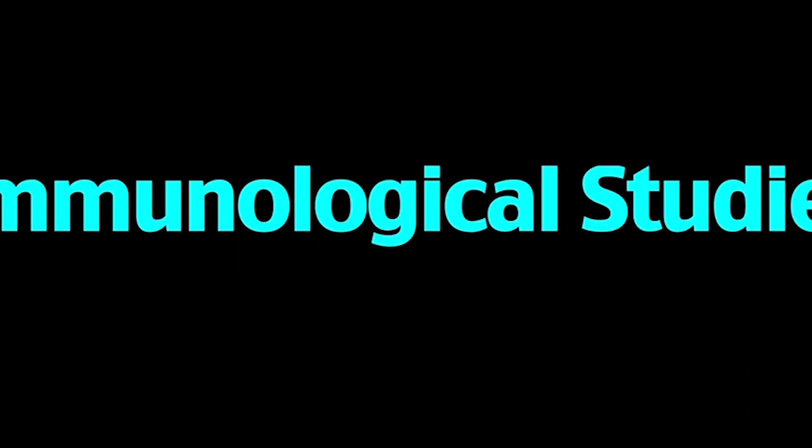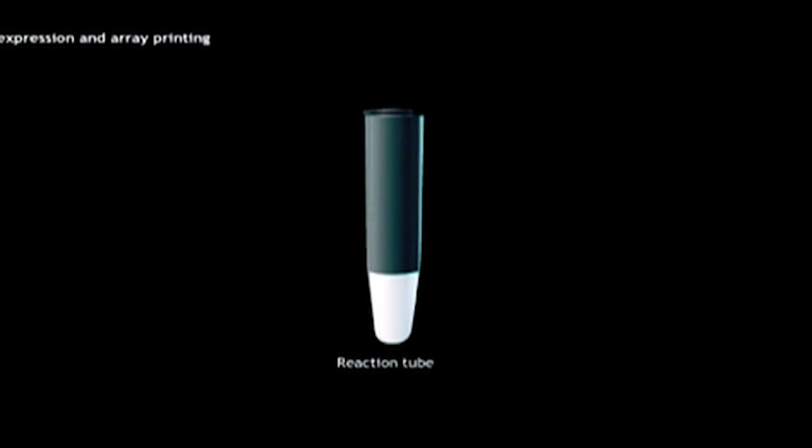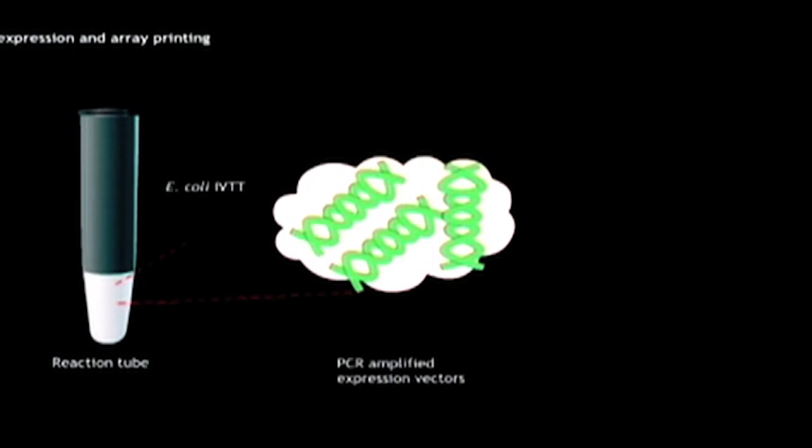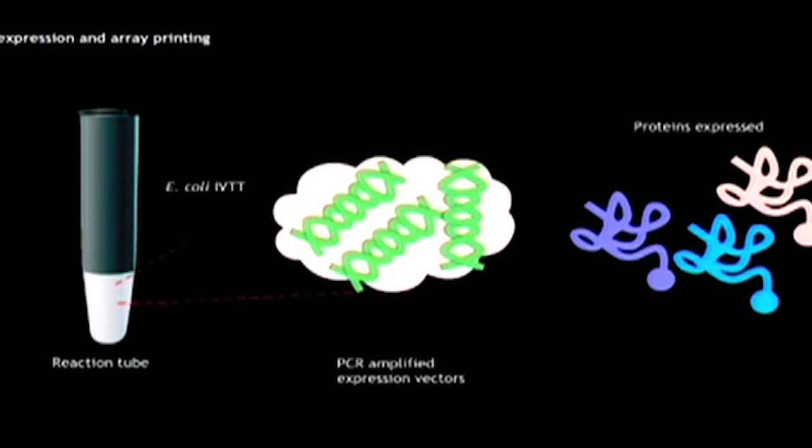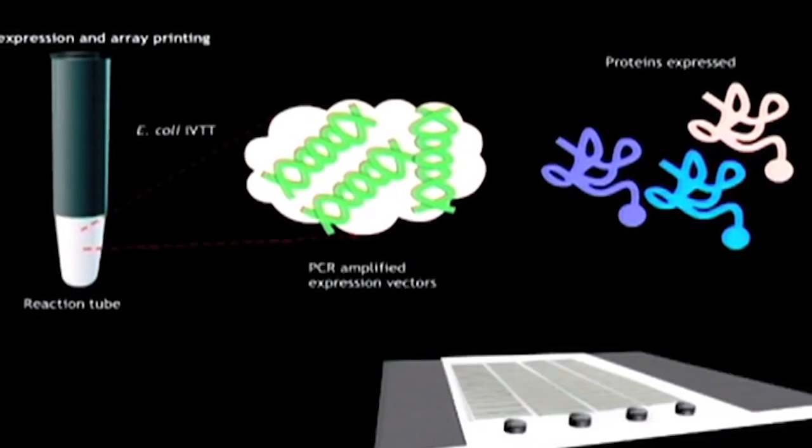The use of cell-free expression based protein microarrays for detection of potential immunogenic proteins of Plasmodium falciparum was studied by Doolan et al. 2008. In this study, the authors carried out cell-free expression of PCR amplified vectors using an Escherichia coli in vitro transcription and translation system. They expressed 250 putative proteins that were printed directly onto the microscopic array slides without any need for protein purification.